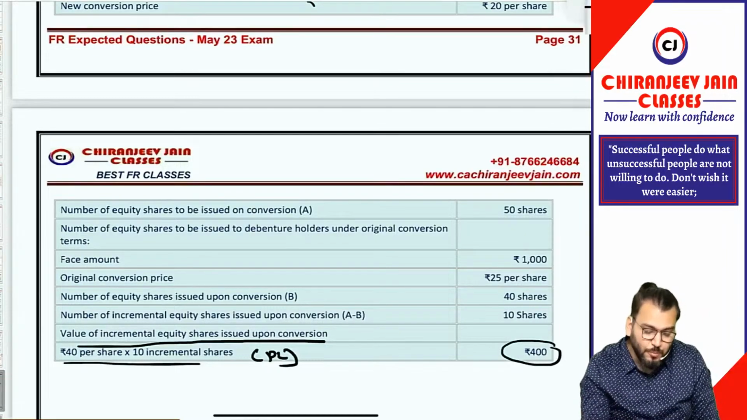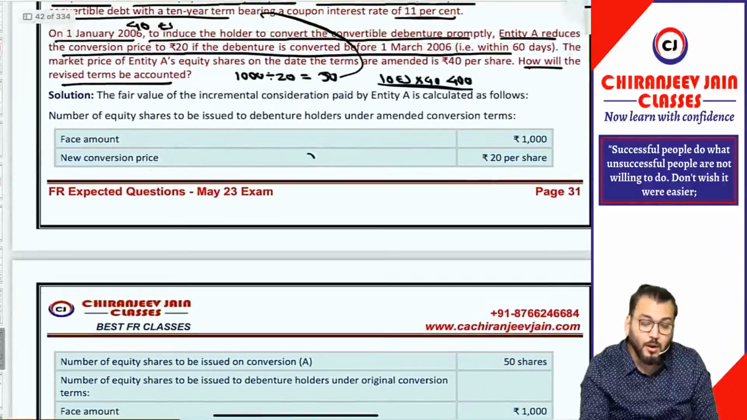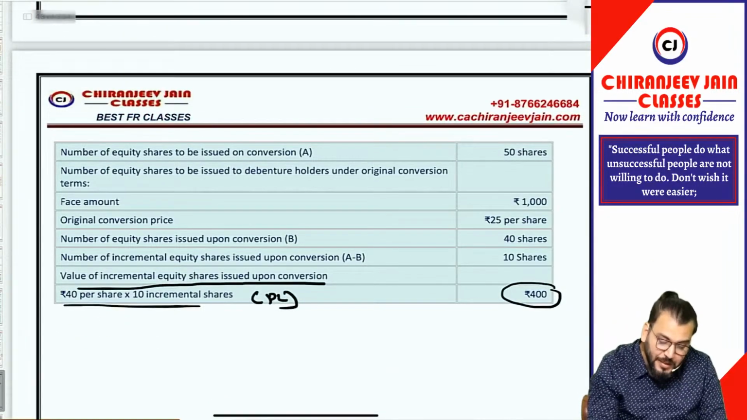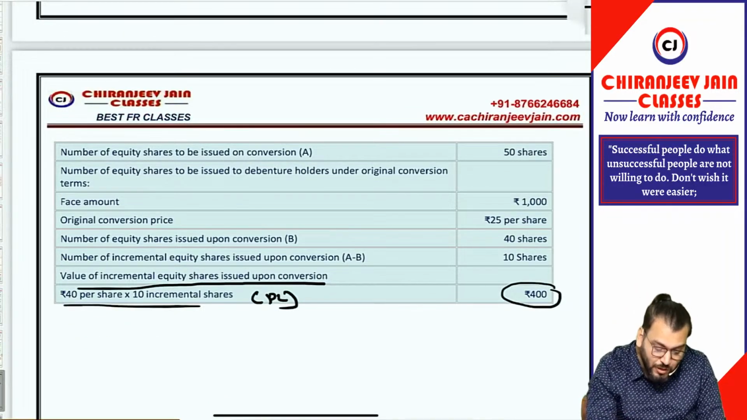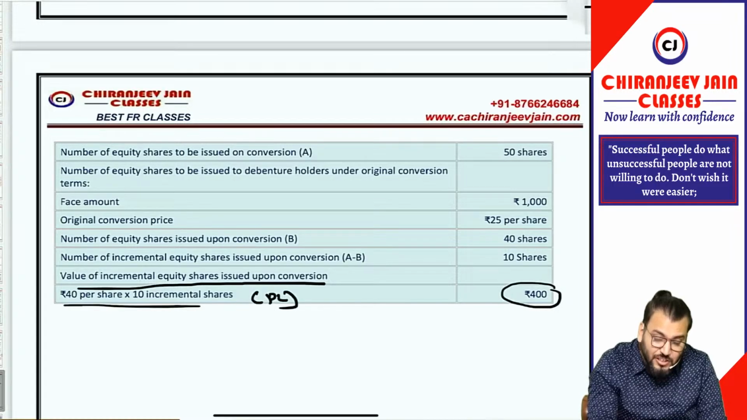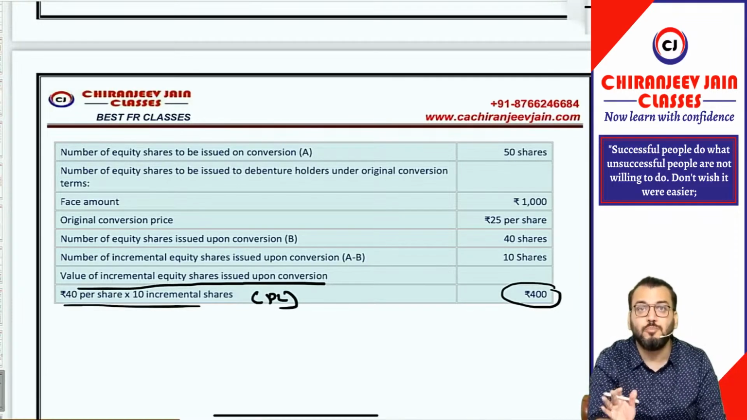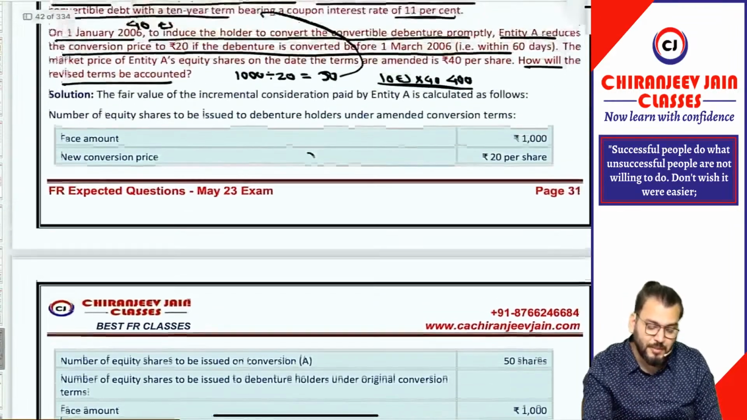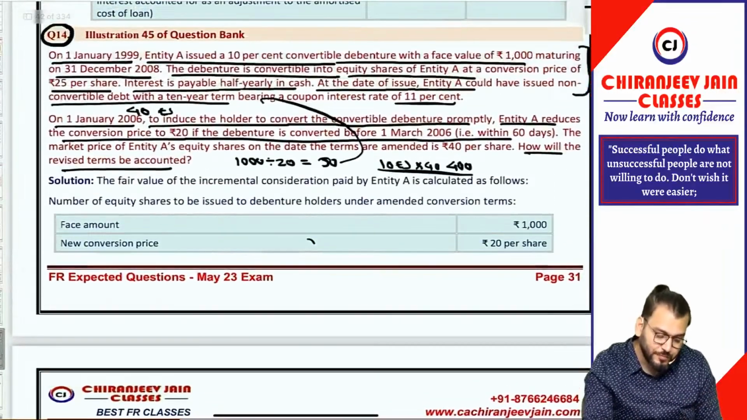How to calculate? I hope you have understood. Whatever has been amended, how much additional number of equity shares you are issuing, that will be transferred to PL. Will be transferred to PL, not to equity. Not to equity. Got it? Have you understood?